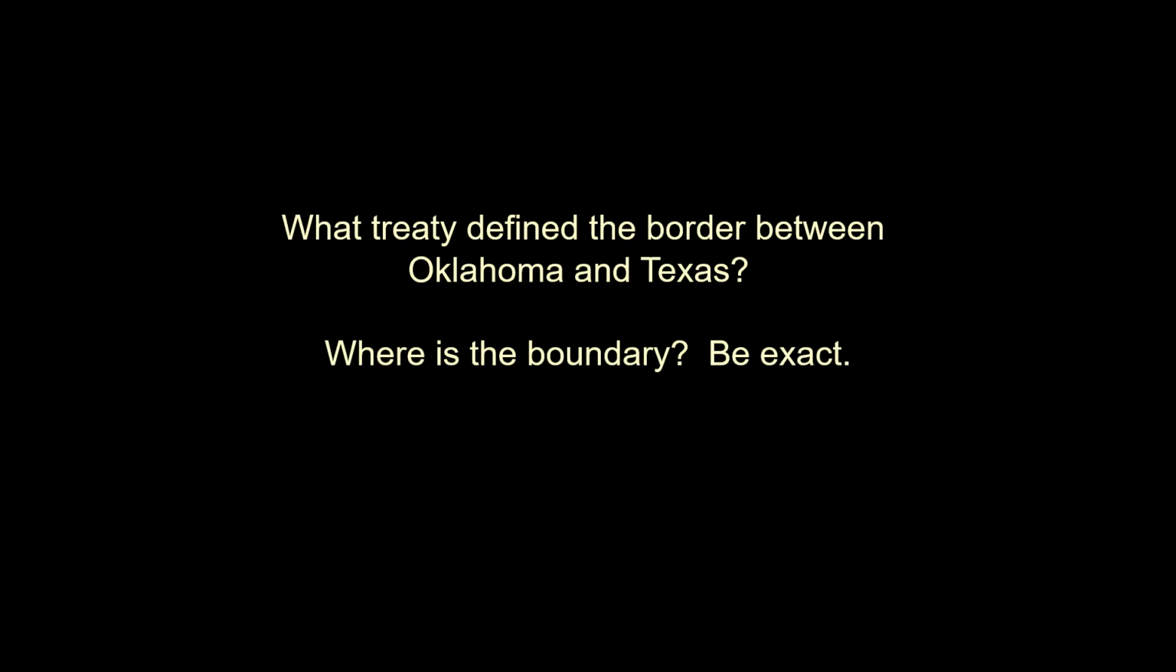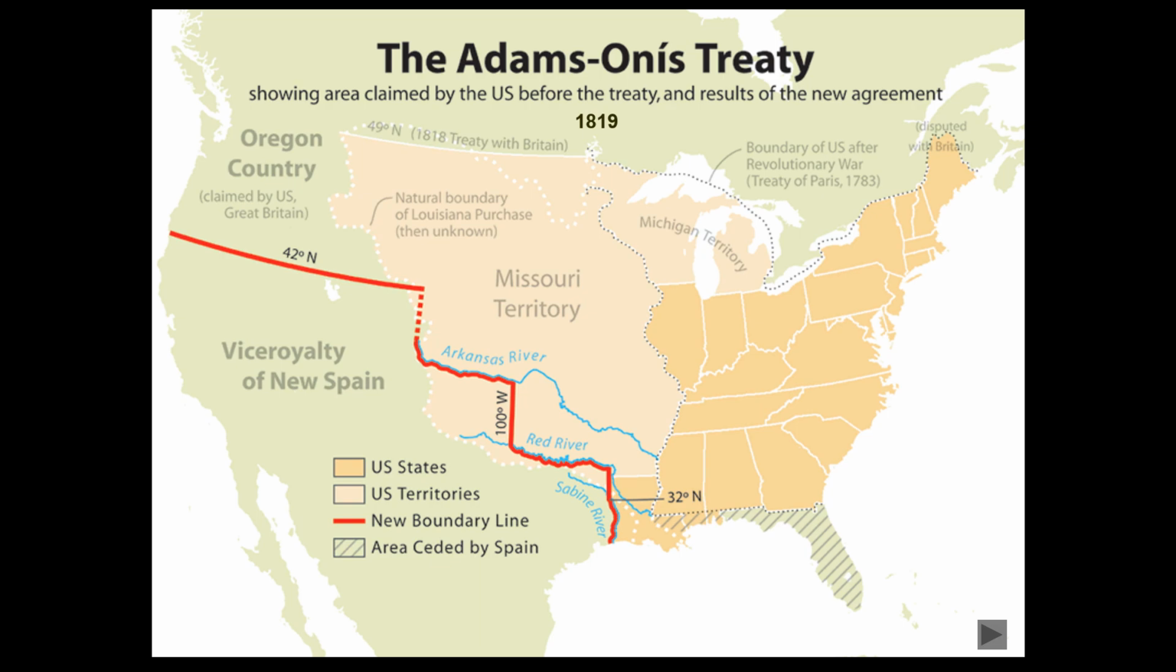How about this one? What treaty defined the border between Oklahoma and Texas? Do you know? So there was a treaty between 2 countries. The other question I've got on here is, where's the boundary between Oklahoma and Texas? So we know it has something to do with the river, maybe the Red River, but let's try to be exact. So let's try to address those 2 questions.